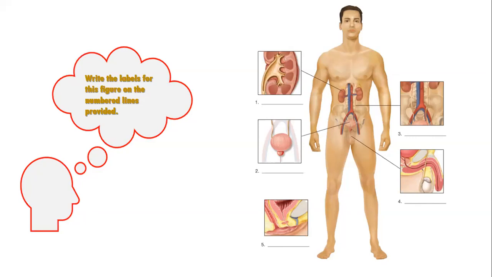Yes. And number 2? Ureter. Sorry, bladder. Yes, urinary bladder. And number 3? Ureter. Ureter, not the urethra. Okay. Two ureters. And number 4? Urethra. Yes, male urethra. And number 5? Female urethra. Yes, excellent. Thank you.